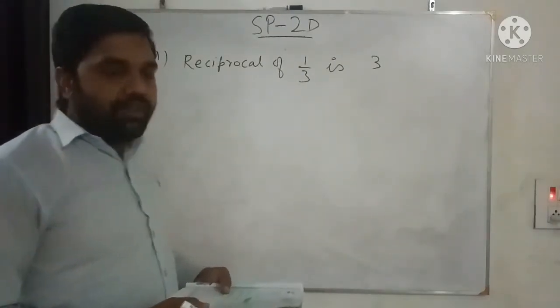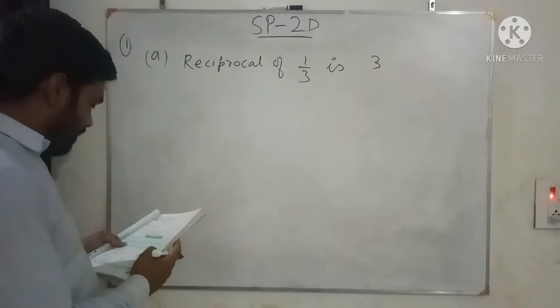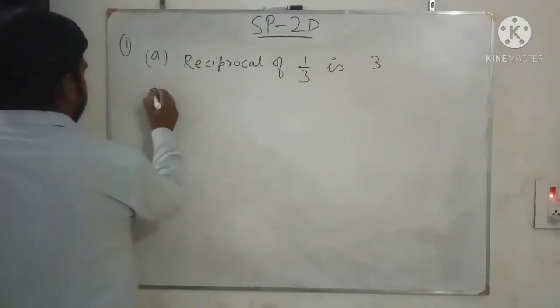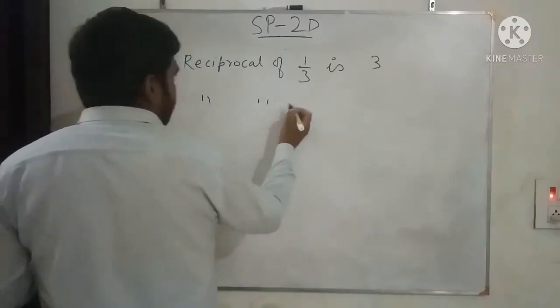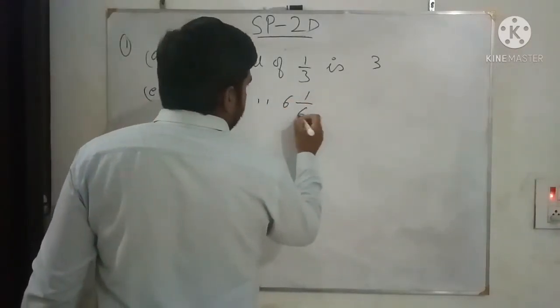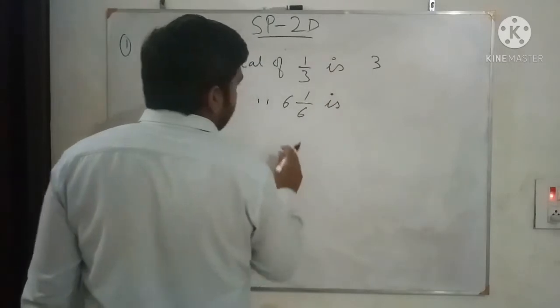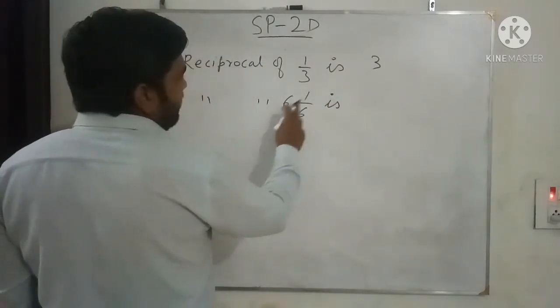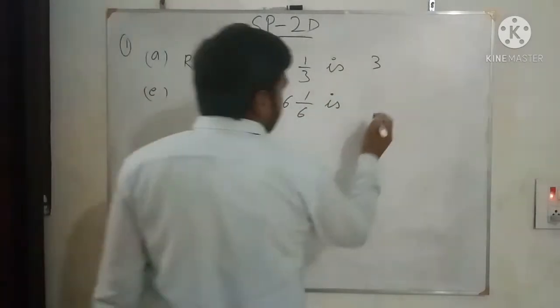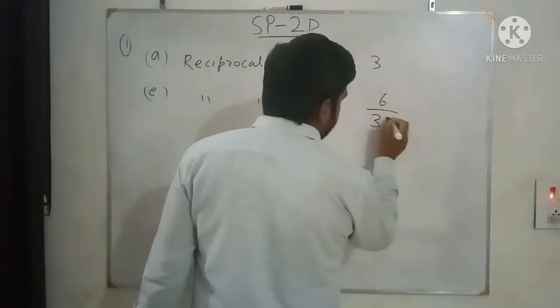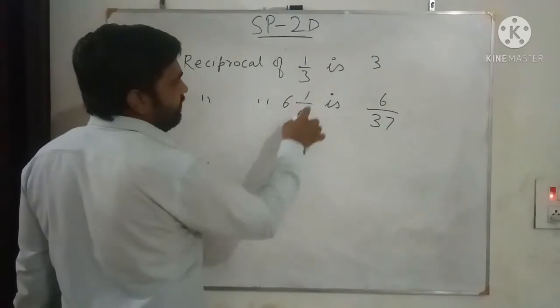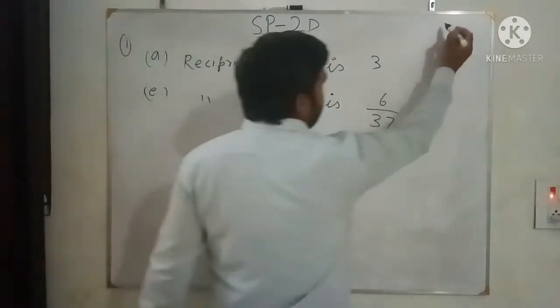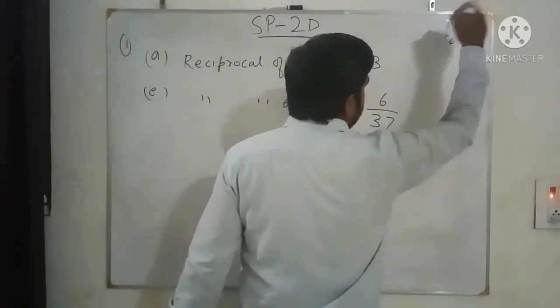The reciprocal of 7 is 1 by 7. Now E. Like this, you find the reciprocal of 6 1 by 6. 6 6s are 36, 36 plus 1, 37 by 6, and the reciprocal of 37 by 6 is 6 by 37.